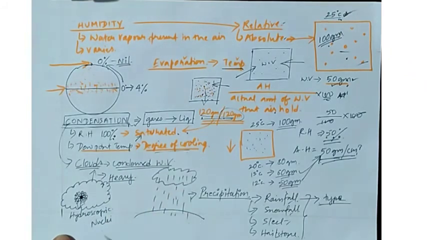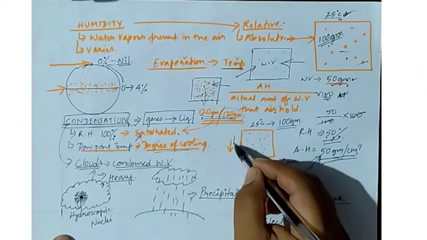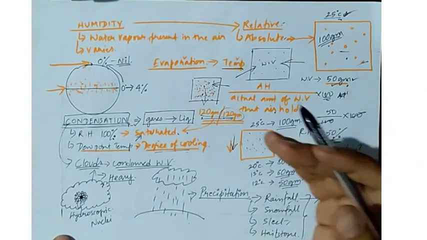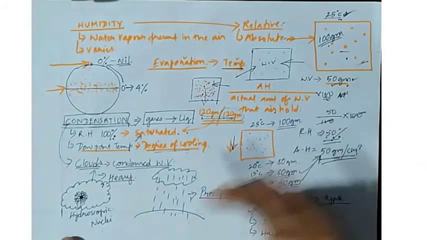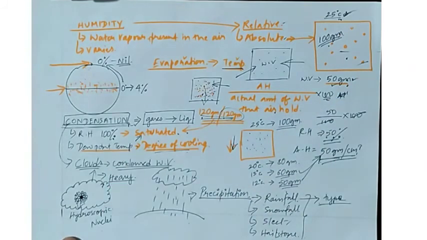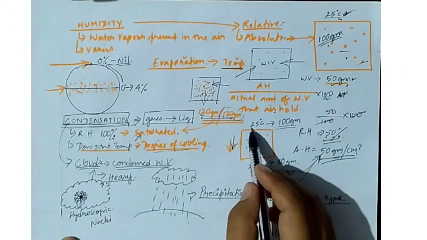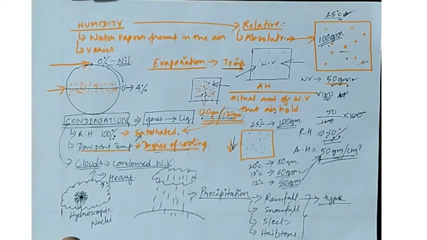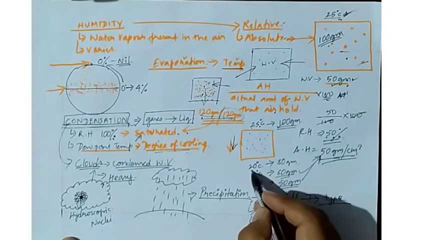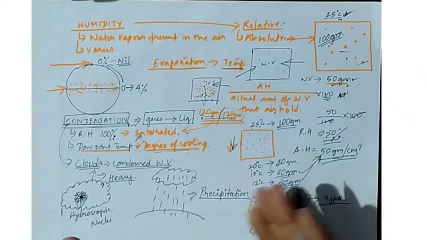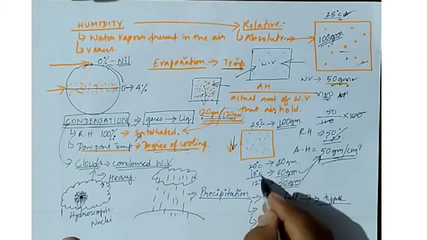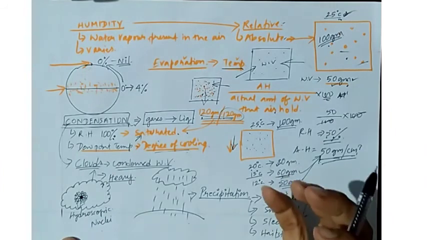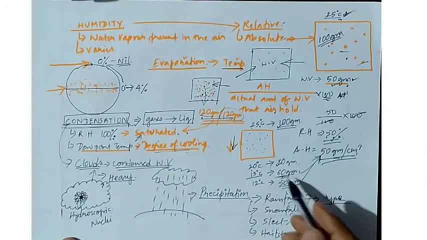Now, degree of cooling means that the more the temperature goes down, the higher the chance of the air becoming saturated, or reaching 100% relative humidity. Let's say at 25 degrees Celsius, the holding capacity is 100 gram. If the temperature decreases to 20 degrees Celsius, the holding capacity also decreases to 80 grams. At 15 degrees Celsius, the maximum holding capacity of the air is 60 gram.